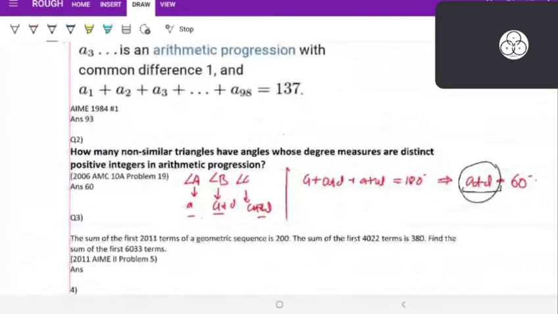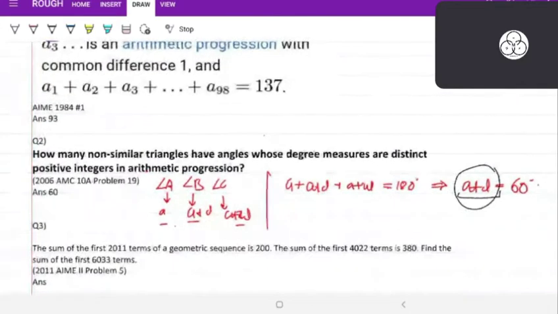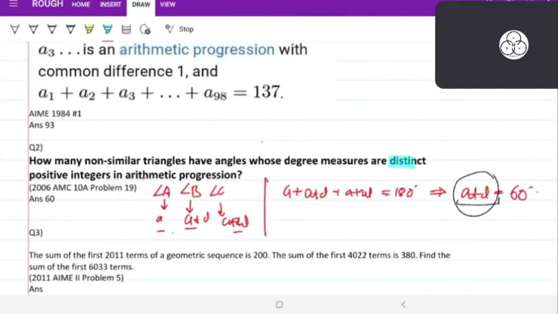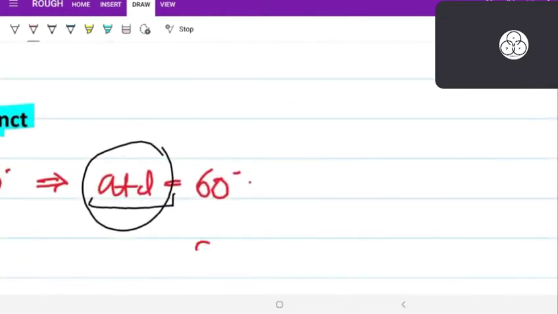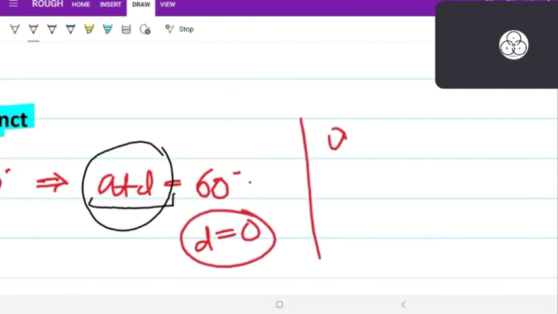Now let me focus on the question. How many non-similar triangles have angles whose degree measures are distinct positive integers? Distinct. So if d equals 0, what will happen? If the common difference is 0, then angle A equals angle B equals angle C equals 60 degrees. The triangle will be an equilateral triangle. But here the given condition is that the angles must be distinct. So d can't equal 0. d is greater than 0.